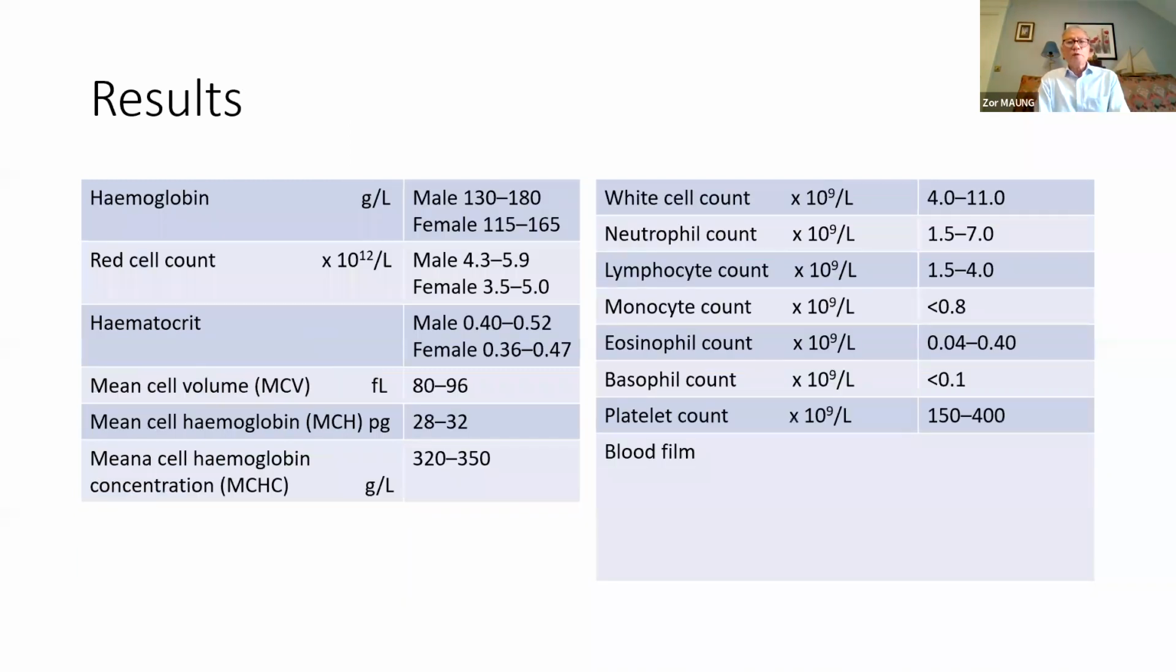Now, the full blood count results here. I'm sure you are familiar. So the results here: hemoglobin, red cell count, hematocrit, mean cell volume, MCH, mean cell hemoglobin, mean cell hemoglobin concentration, white cell count, differential white cell count, platelet count, blood film. So every day, for day-to-day patients, looking at the results takes a lot of time.